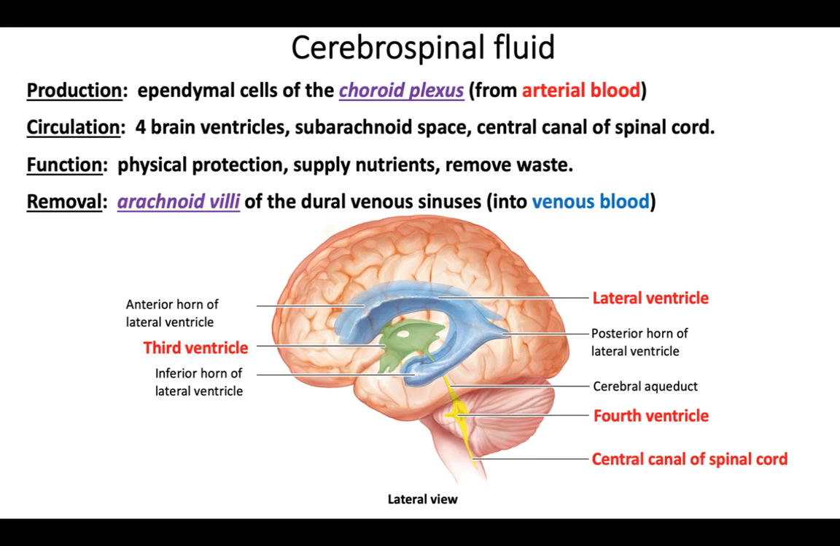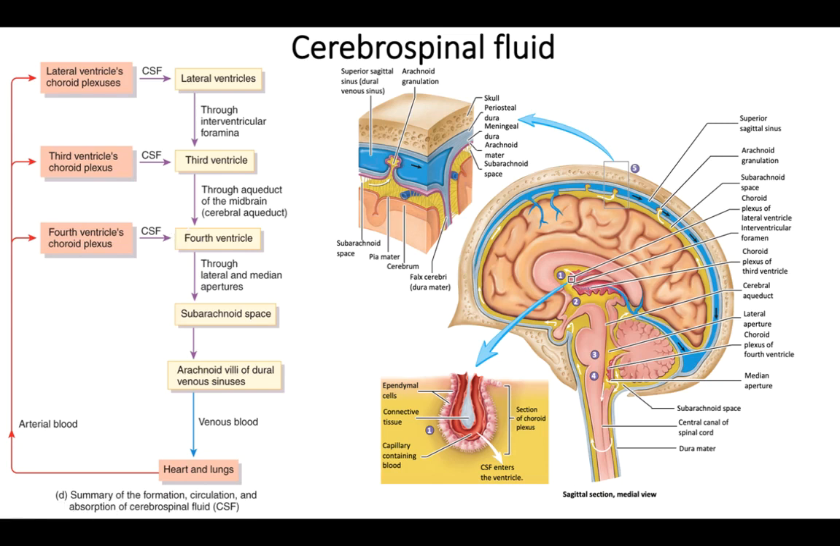All right, so cerebrospinal fluid produced by the choroid in the ventricles circulates through the ventricles, down the central canal, in the subarachnoid space, serves its purpose, protection, deliver nutrients, remove waste, then goes back into circulation by the arachnoid villi. This is kind of an all-encompassing slide for cerebrospinal fluid. It kind of summarizes everything that the previous slide talked about.